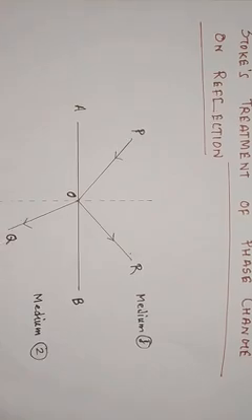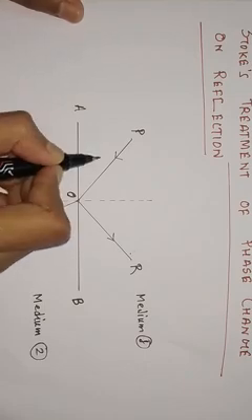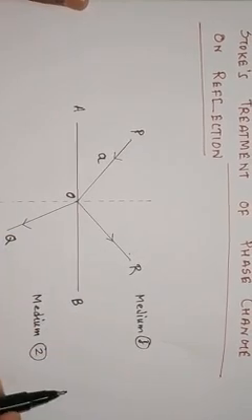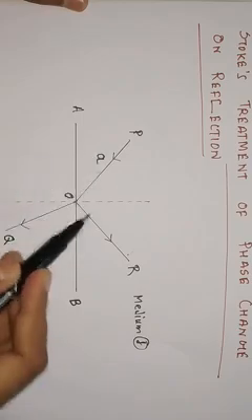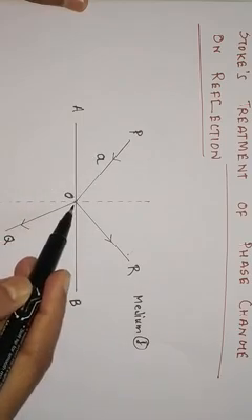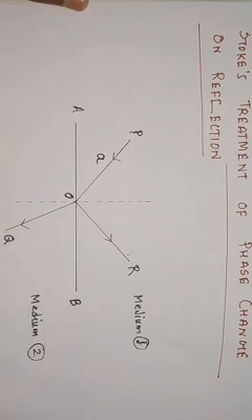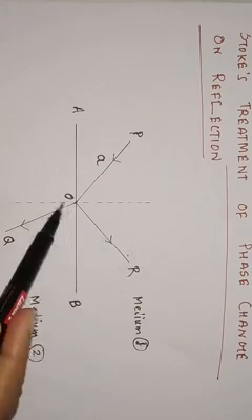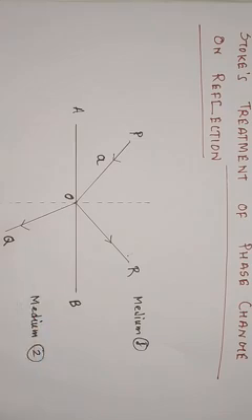Now suppose the amplitude of the incident ray is A. When it is reflected, a part of this amplitude will be reflected and the rest will be transmitted along OQ. Now suppose that there is no absorption for this surface AB. So the ray which is incident will be partly reflected and partly transmitted. There will be no absorption.